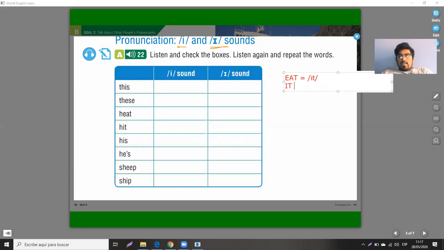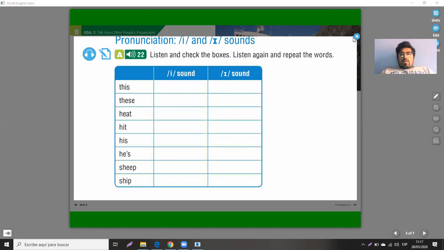This is it. It. Eat it. Okay, very good. So now you have to listen to the pronunciation and check if this sound or this sound or this sound or this sound. Okay, is this clear?